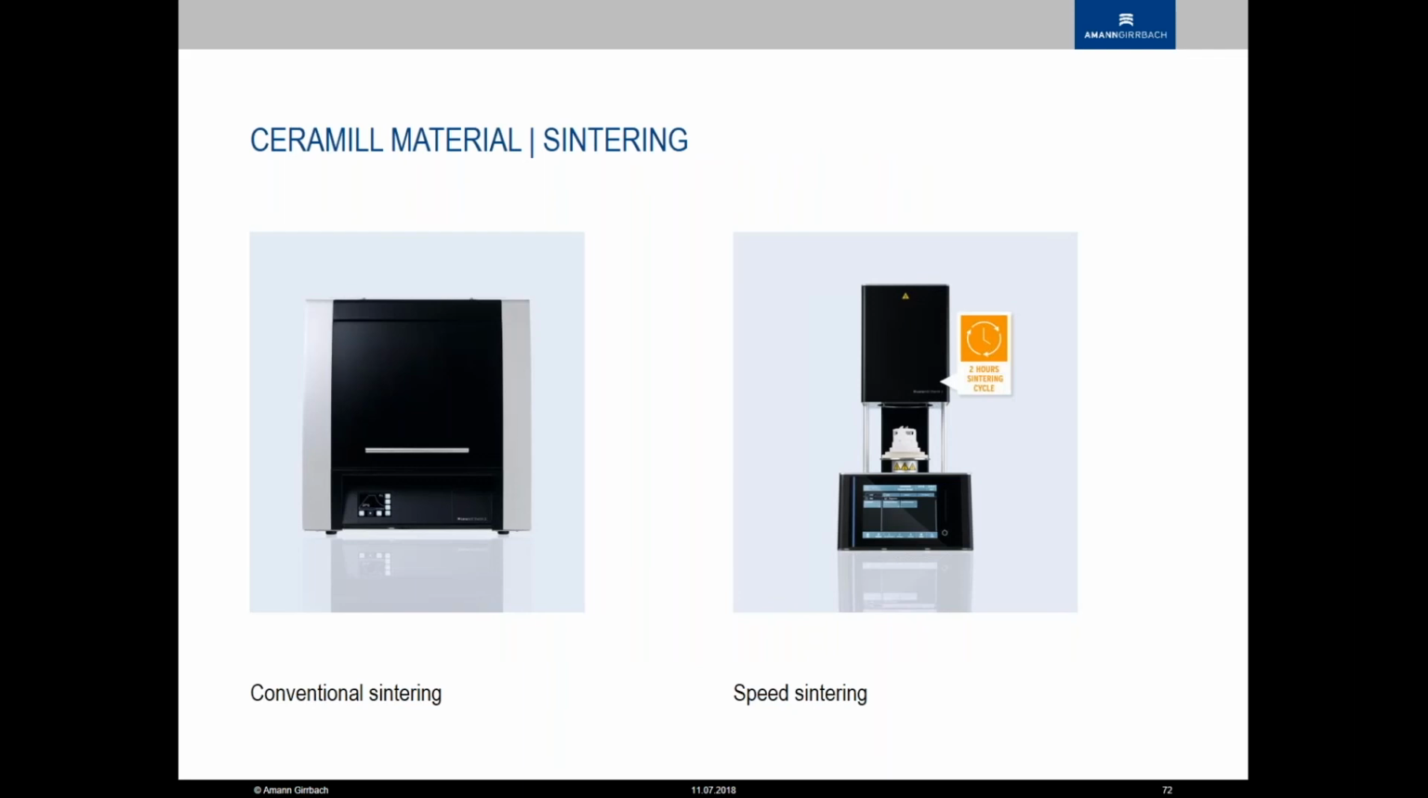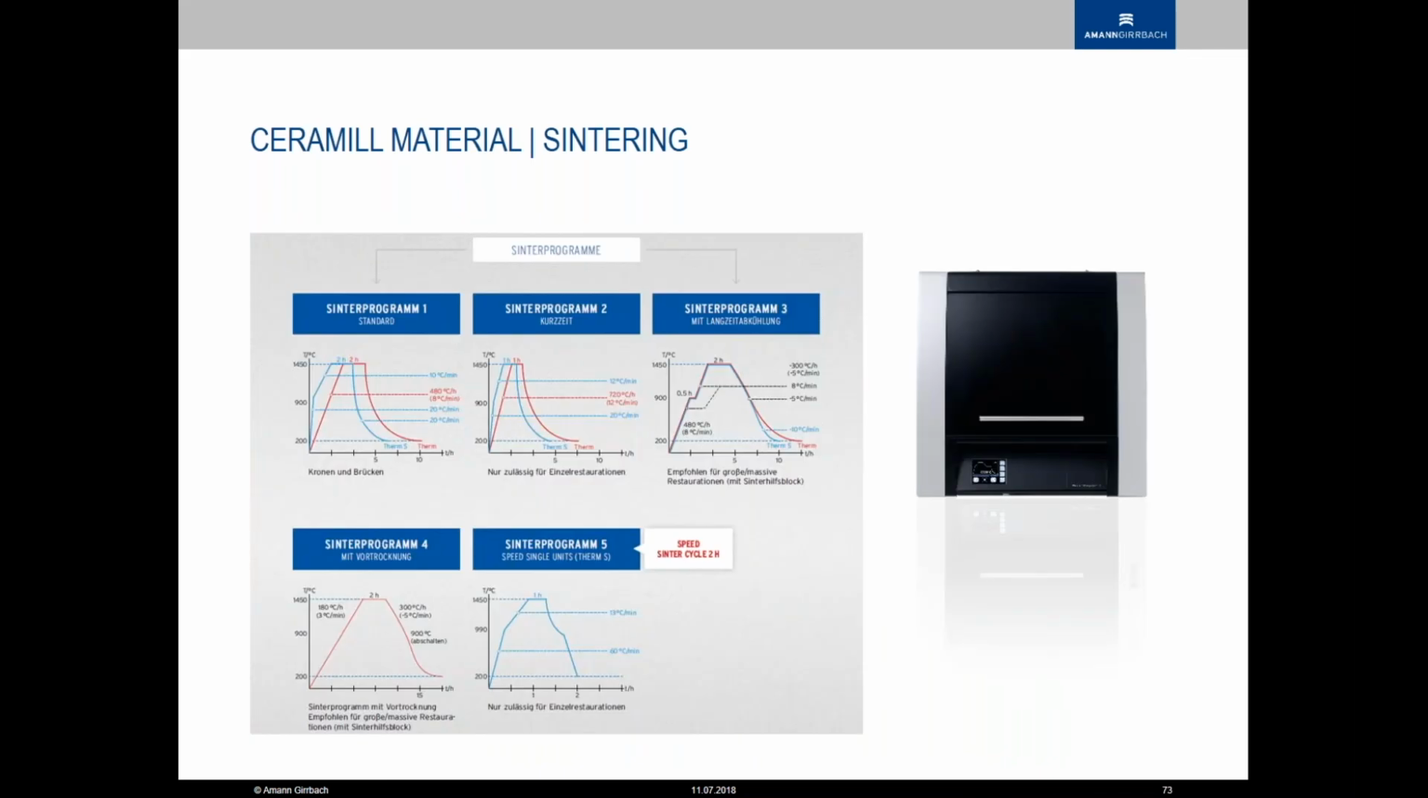And last but not least, the sintering. So we have conventional or speed sintering available, where you see in the blue graph here, the speed sinter or optimized cycle for the speed sinter furnace, the Zirkonofen. And here the true speed single cycle, where you can see has a duration of about 2 hours. I want to say it's 2 hours and 6 minutes, but then it's at a very high temperature because it's basically done here at 990, something like that.